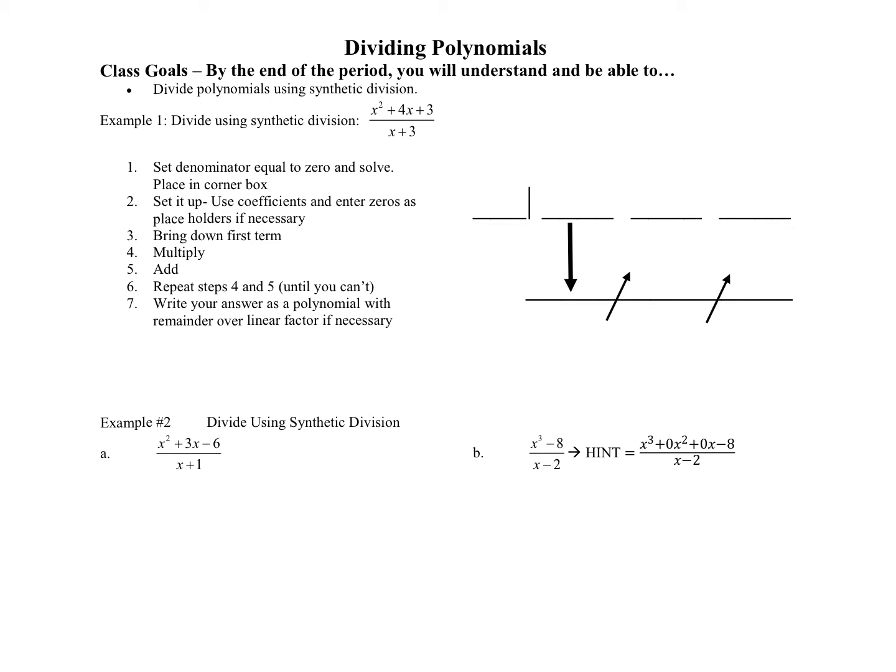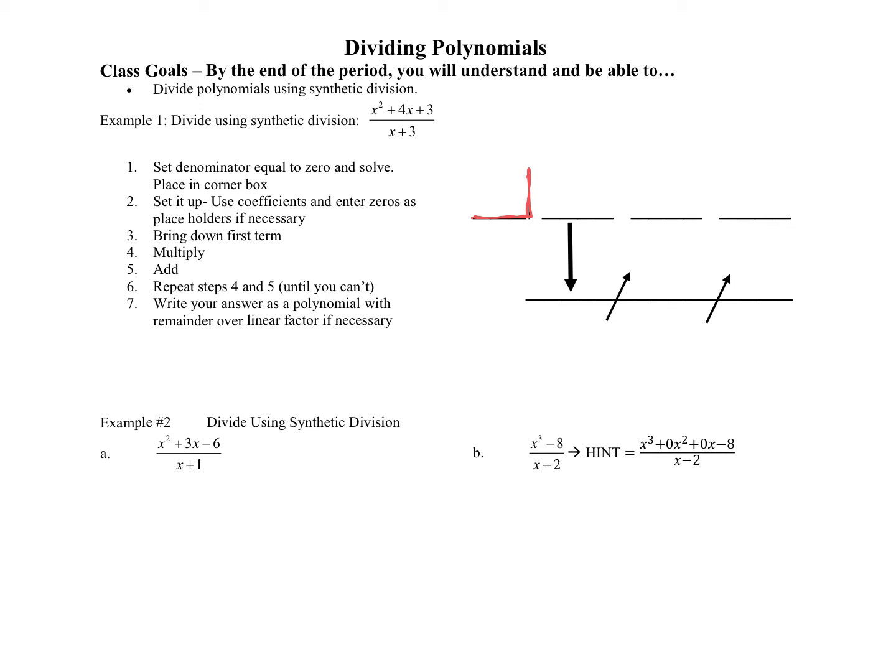Okay, so the first step we're going to take is to set the denominator equal to 0 and solve. And we're going to place it in this corner box. I'm highlighting this in red, okay? So this is the corner box. Now, what we can do is set this denominator equal to 0 and solve, but I know that when I set this equal to 0, I'm just going to get -3, right?